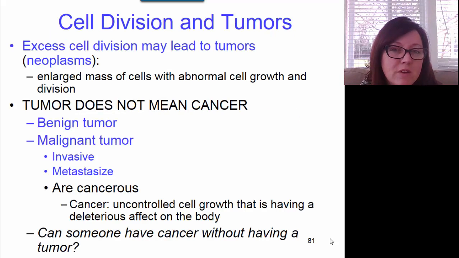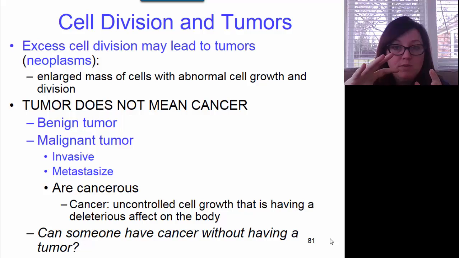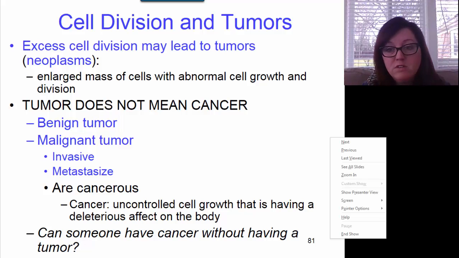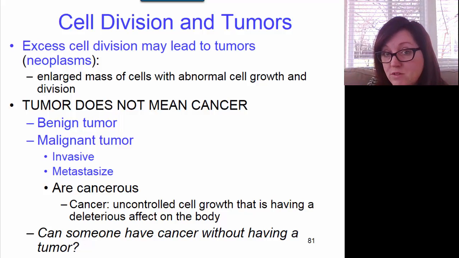So whenever we talk about cell division, it's always important to talk about cancer. But before we do that, let's talk about cell division in tumors. Excessive cell division may lead to tumors. Another name for a tumor is a neoplasm. And a tumor is just an enlarged mass of cells that have abnormal cell growth and division. So cells are just continuously dividing without any type of regulation.